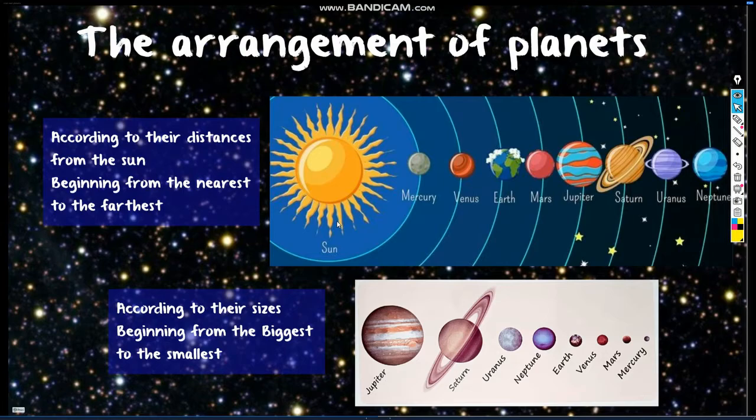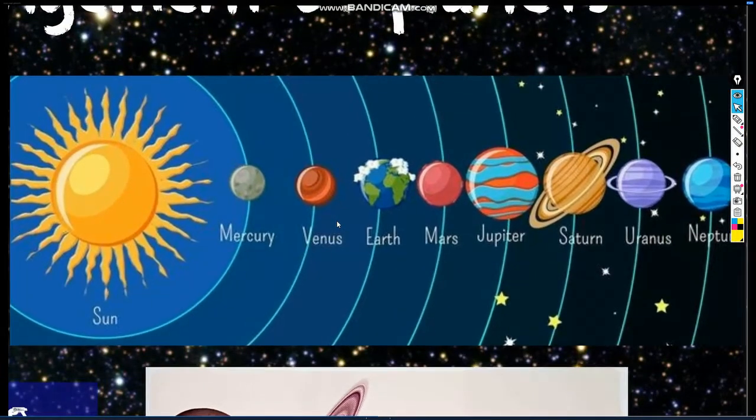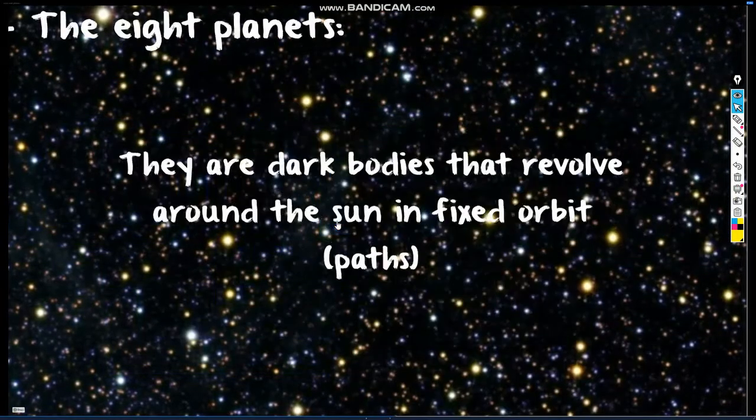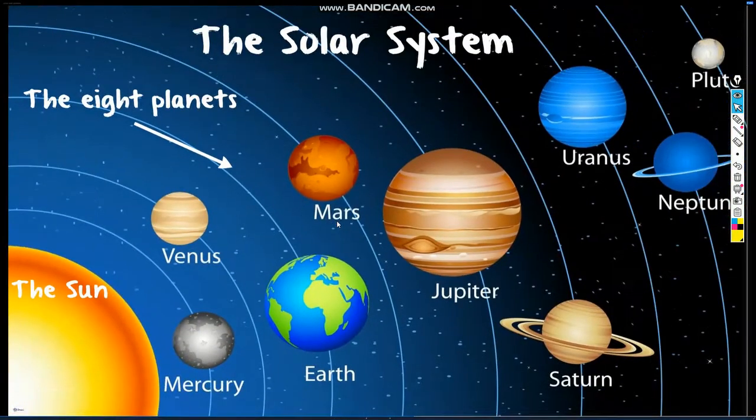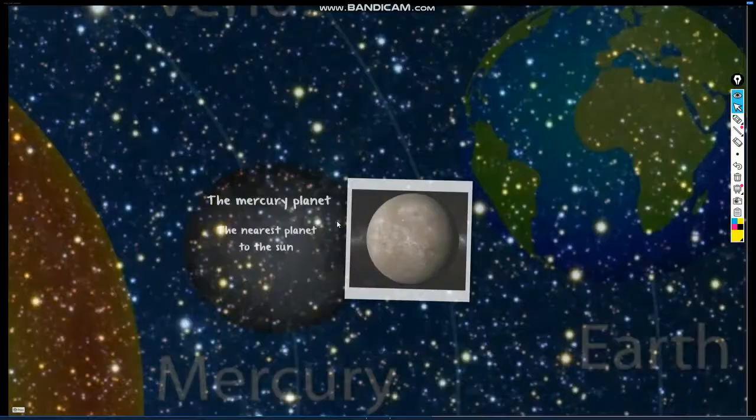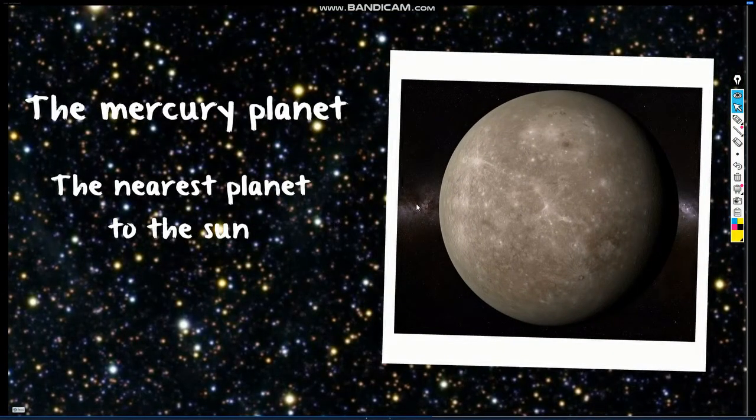Now let's see the characteristics of each planet and what makes each planet special from the other. Let's begin with Mercury. Mercury is the nearest planet to the Sun, and this picture shows the actual shape of Mercury, as you can see.